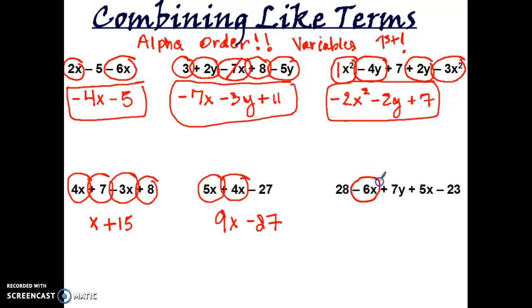Negative 6x, and 5x gives me negative x. And then 7y. And then 28 minus 23 is 5. All right.